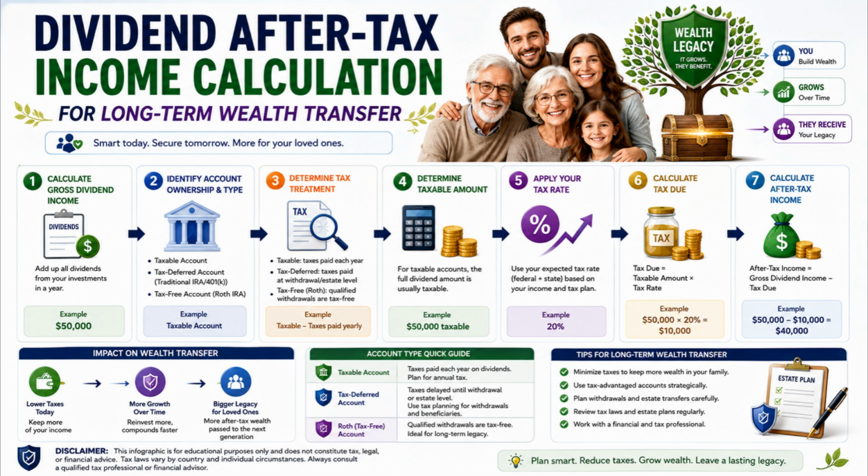Then, calculate the after-tax income. This is done by subtracting the tax due from the gross dividend income. For example, $50,000 minus $10,000 leaves $40,000 in after-tax dividend income. This final number is very important because it shows how much income can actually be reinvested, preserved, or passed forward.